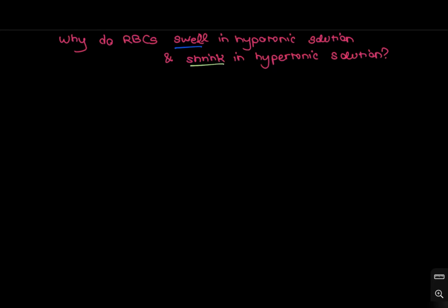Why do RBCs swell in hypotonic solution and shrink in hypertonic solution? Okay, let's take an example here. Let's say that this is an RBC, and all cells, including the RBC, have some quantity of water inside them. And these red particles right here are solutes, whatever chemicals or compounds inside the RBC, and they are giving it a particular concentration.